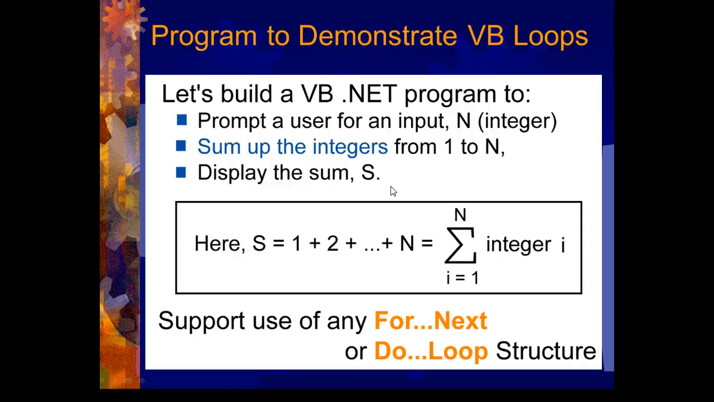So let's build a VB.NET program to prompt the user for an input n, and then sum up the integers from 1 to n, and display that sum. Okay? So let's build a little program for that. And we're going to use the for next loop first, but then we're also going to use the do loop. We'll see how to use the do loop.